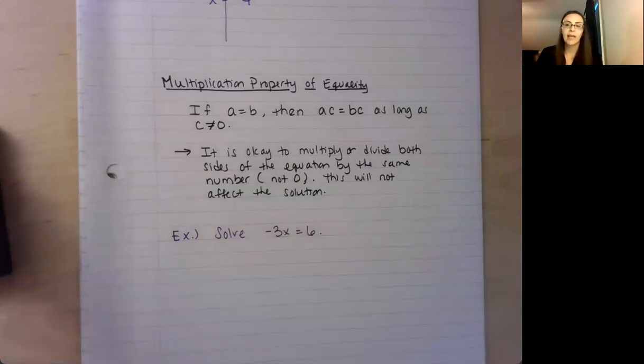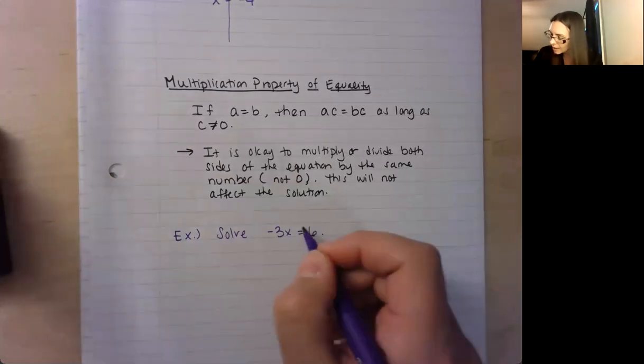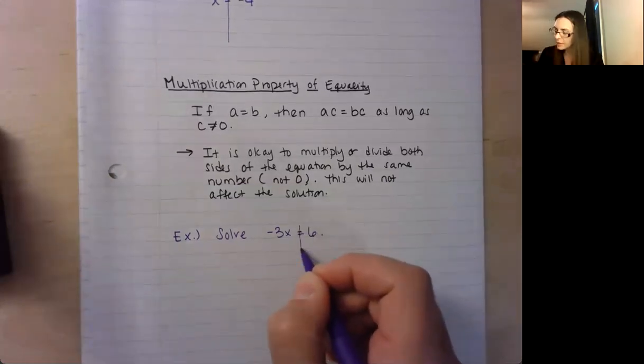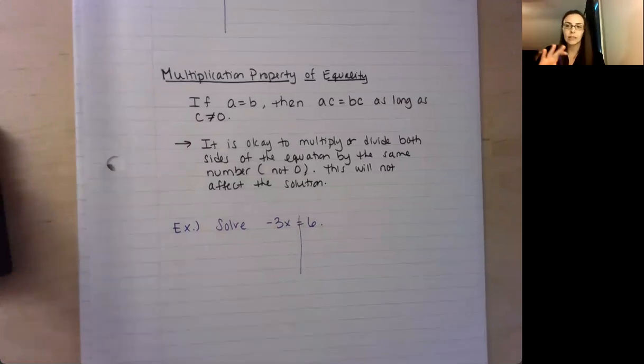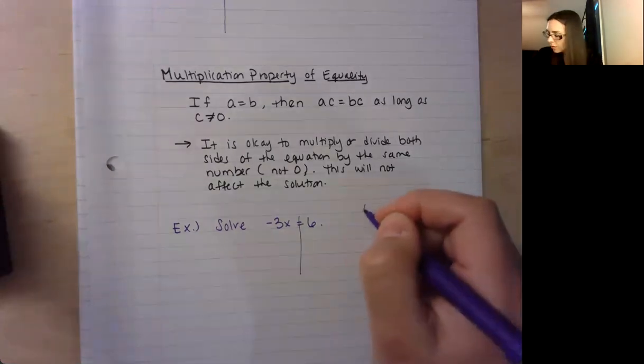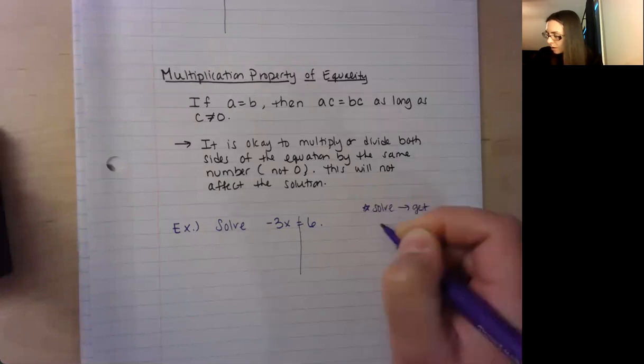So here I'm going to solve negative 3x is equal to 6. And again, for me personally, I just like to put that line just lightly down the center of my equation, wherever the equal sign is, so I can see my two sides. And our goal for solving is to always get the variable by itself. So remember, when you see solve, you want to think about getting the variable alone.